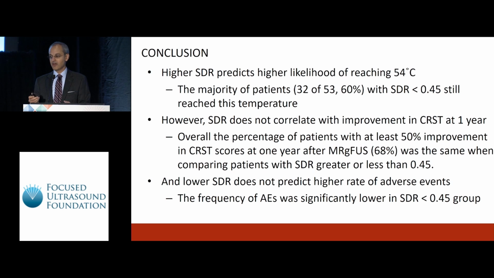So in summary, the higher SDR does predict the likelihood of reaching 54 degrees, but it doesn't correlate with the improvement of the CRST at 1 year. Overall, if you look at the group less than 0.45 and the group greater than 0.45, 68% in both cases, 68% of the patients had at least a 50% improvement in CRST at 1 year, and it did not predict a higher incidence of adverse events either. So it seems that it's both safe and relatively efficacious to treat patients with lower SDRs.